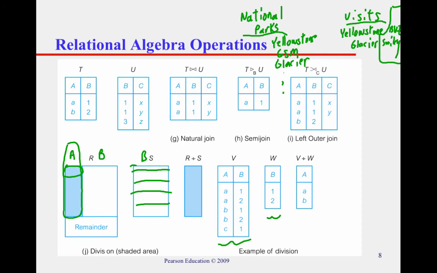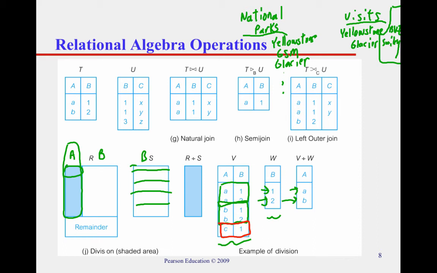So you can see that A has both 1 and 2. So A appears in the result. B has both 1 and 2. So B appears in the result. C has only 1. It has not, quote, visited all national parks, and therefore does not appear in the result.